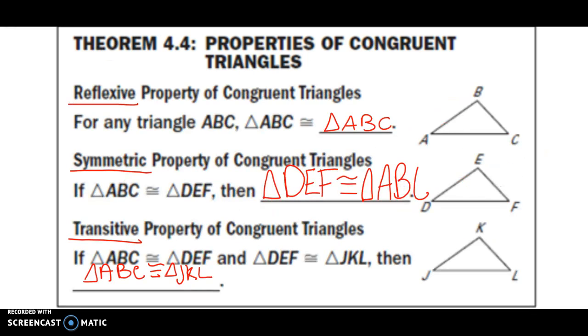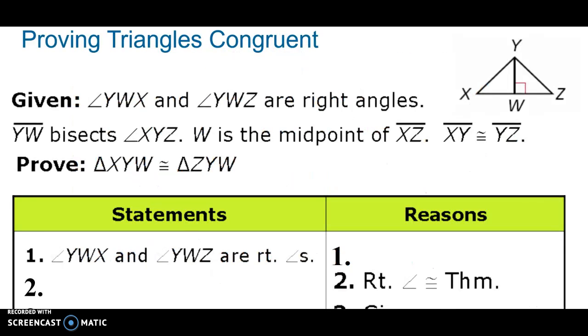So these here are the properties of congruent triangles. All right, so take a second, and I want you to read the given in this proof, and I want you to mark it in the picture. So anything that's in the given, I want you to come over here, and I want you to mark it in the picture. Okay? Obviously, the first reason is given.